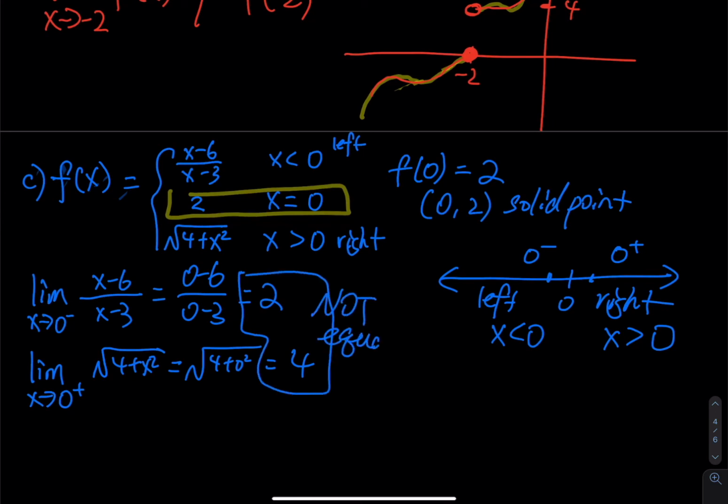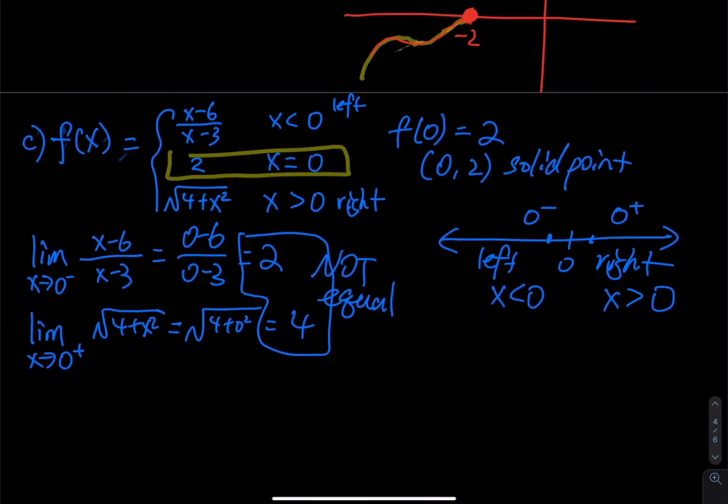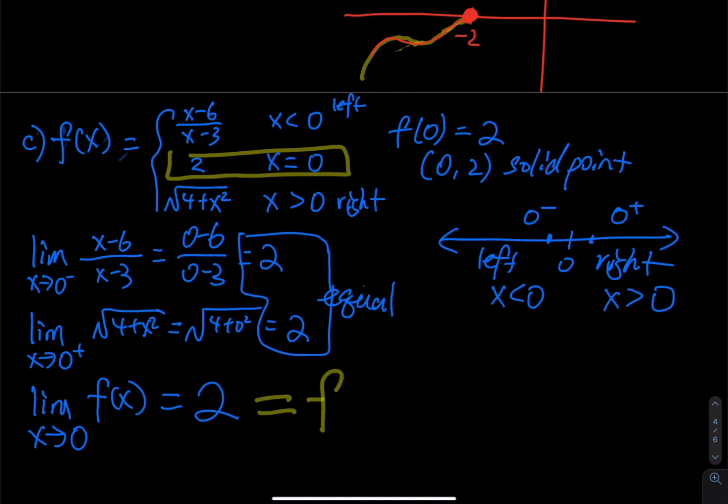Not equal means the limit is already... Actually, why do I do this? It equals 2. I forgot to look at the square root. They are equal. Okay, that changes everything, right? So they are equal. That means the limit as x approaches 0 from either side of the function equals 2. And this is exactly equal to f of 0.